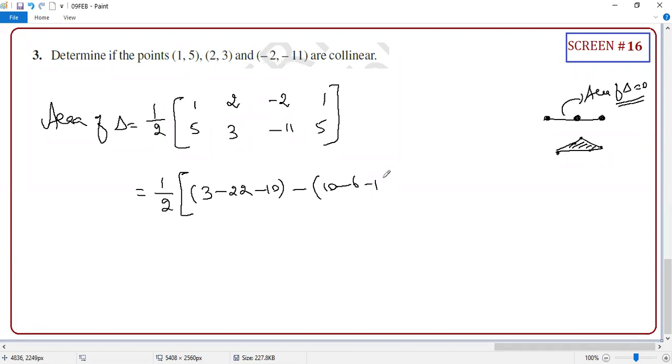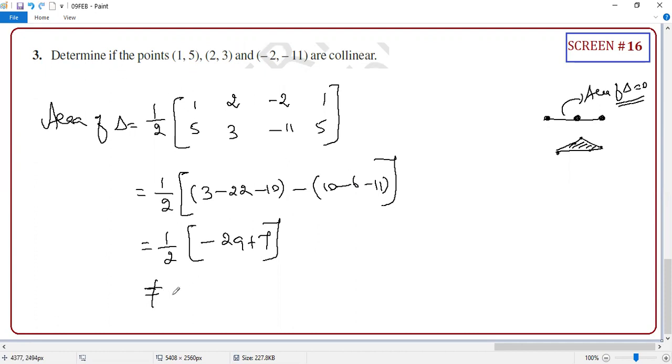Now 1 upon 2. What is this answer, students? You remove 32 minus 3, what is it? Minus 29. What is this? Minus 7. Yes, so it is 7. Guys, this is not 0. So what is your answer? The points are not collinear.